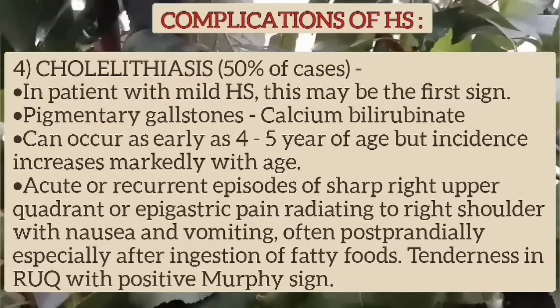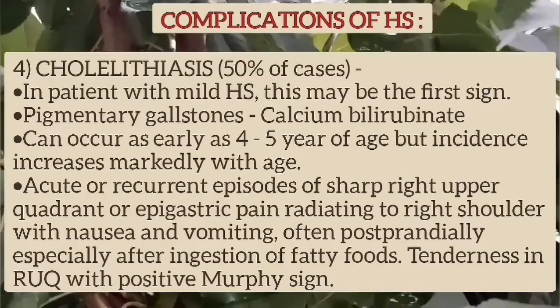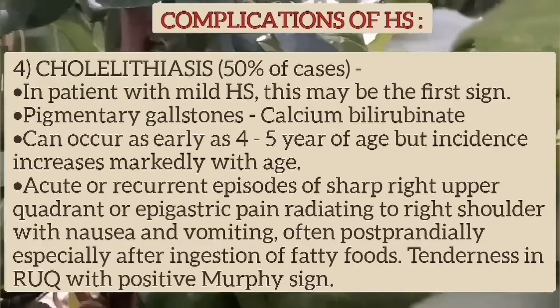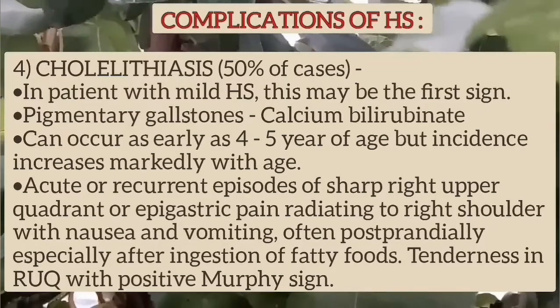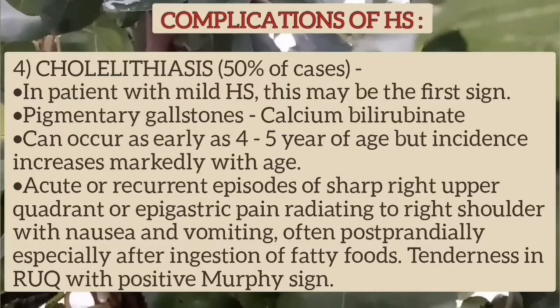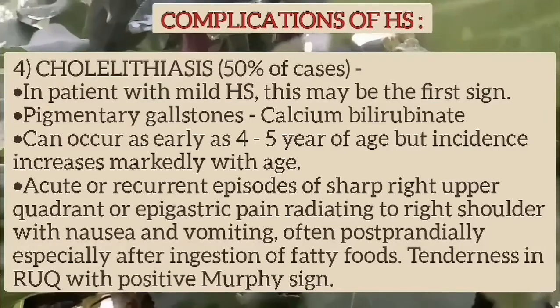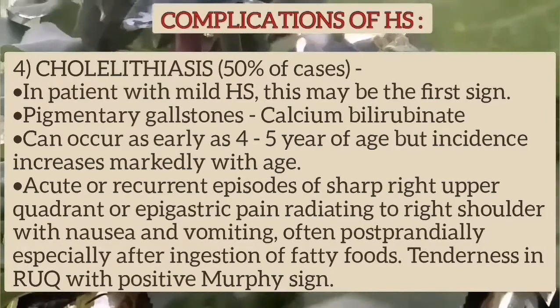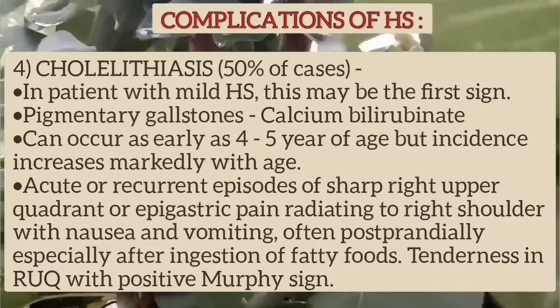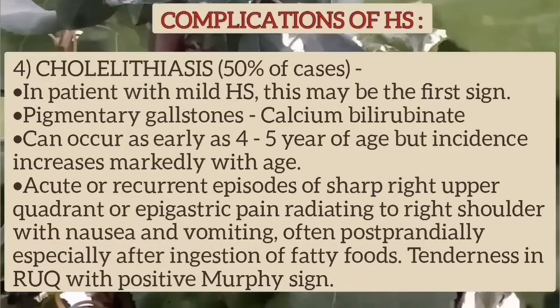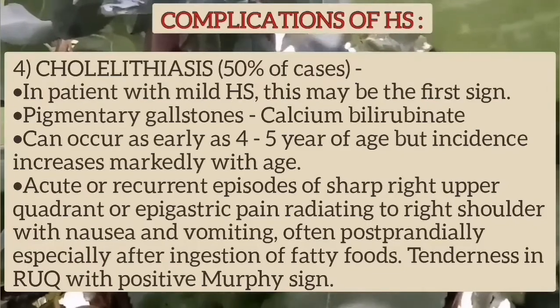Now, in these cholelithiasis, there is usually acute or recurrent episodes of sharp right upper quadrant or the epigastric pain. And this pain radiates to the right shoulder and is usually associated with nausea and vomiting. And this pain usually occurs postprandially, especially after ingestion of fatty foods. And if there is associated cholecystitis, then there may be tenderness in the right upper quadrant and positive Murphy sign.